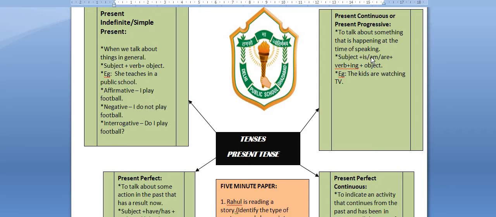So when do we use is, am, are in present continuous tense? Is and am are always used with singulars, and mostly am is used with the word I, and are is used with the plurals. Now here is an example of present continuous tense. The kids are watching TV. Here you can see are is a helping verb. The main verb is watch, which has been added with the ing form, and this is present continuous tense. We can change the present continuous sentences also into affirmative, negative and interrogative in the same manner as we discussed earlier.